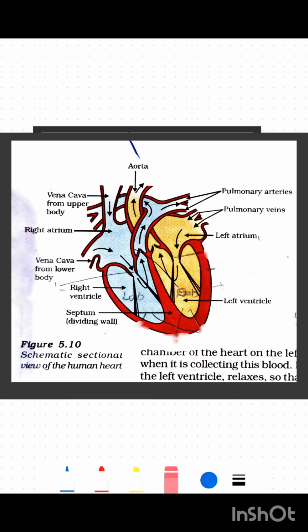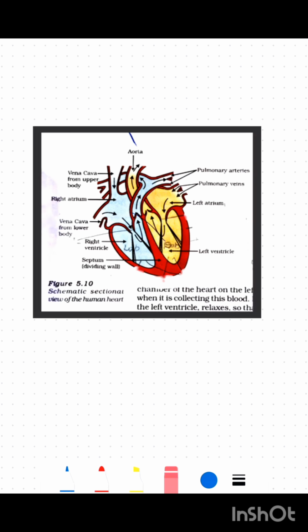Whenever you're drawing any human body diagram, as I've already said, first you have to understand the function behind it. Only after understanding the function, if you draw the diagram, you can easily understand the concept, and the diagram will become very easy for you. So therefore, first let us understand what is the function of the heart.